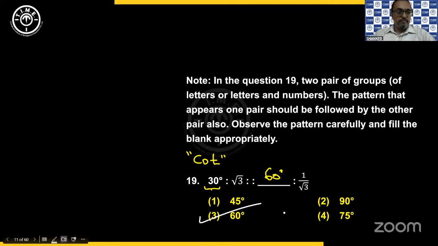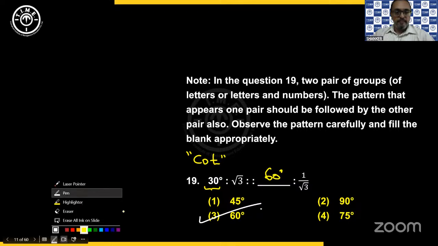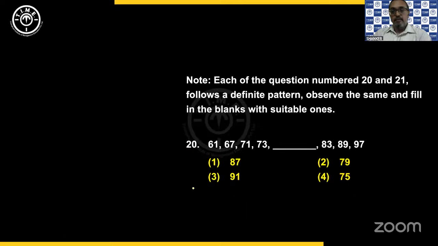Understanding the point here? Okay. Right? So this is how this works. Correct? Then let's move on to the next. Now again, each of the questions numbered 20 and 21 follows a definite pattern. Observe the same and fill in the blanks with suitable ones. So it's again a series.